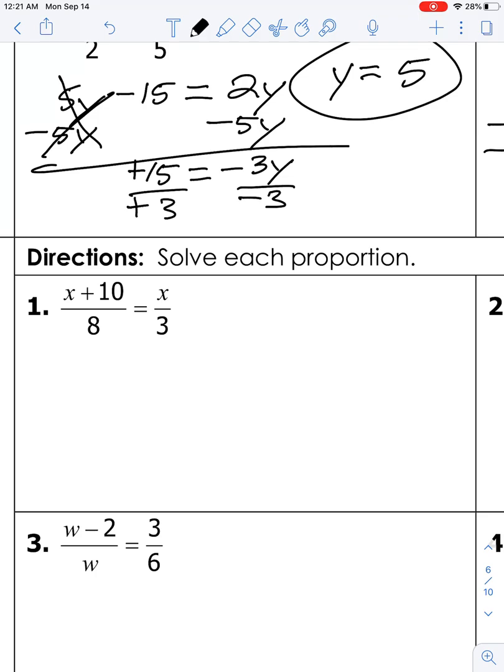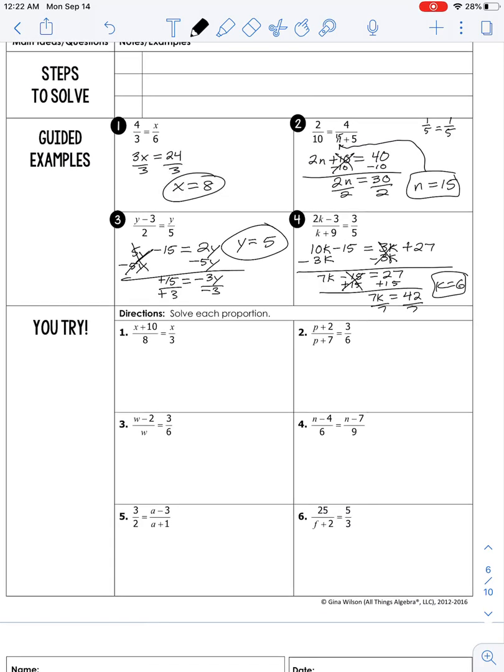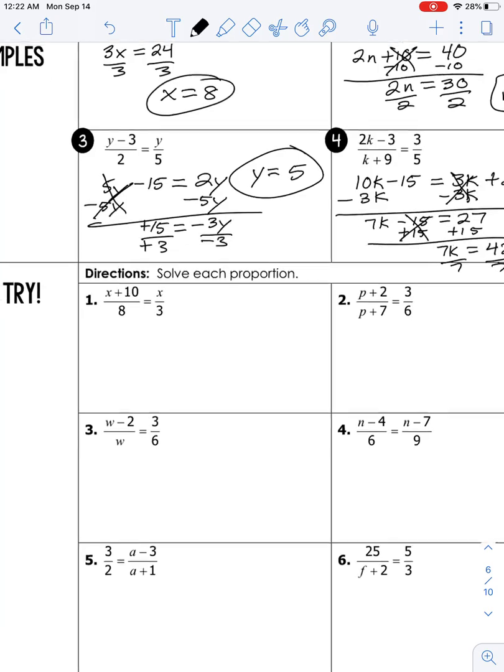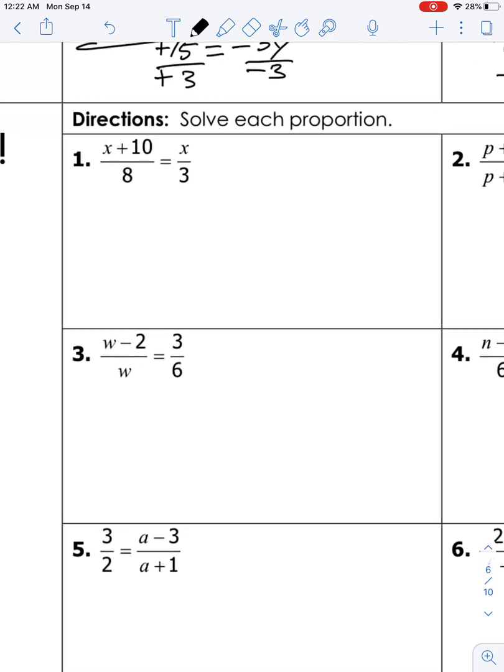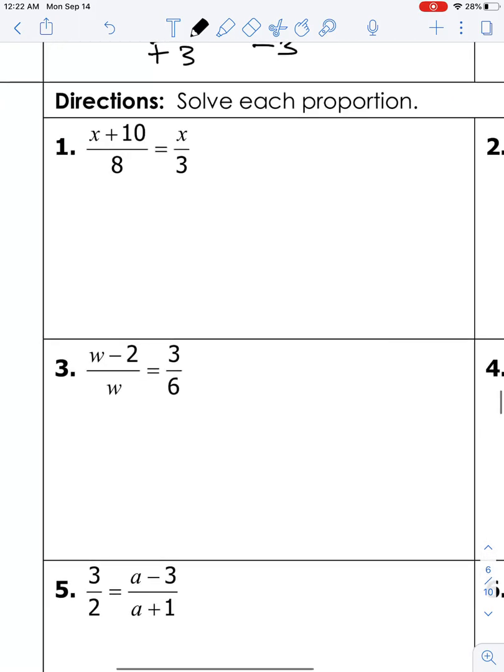So now the next one. On this particular problem, and again, we are solving by cross multiplying. I'm going to do the 8 times x first this time. So 8 times x is 8x. And then I'm going to go 3 times x is 3x. And 3 times 10 is 30.